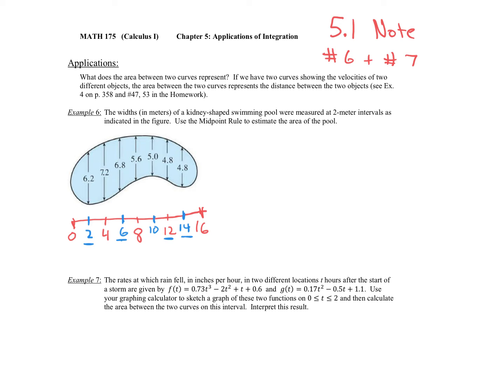So my change in x here is going to be 4. Now, when I'm looking for the width, let's call it W of x, the width varies at different parts of the kidney-shaped pool. For instance, my width at 2 is 6.2, and my width at 6 is 6.8. Even though we don't have a formula, we know what the widths are at those particular points.